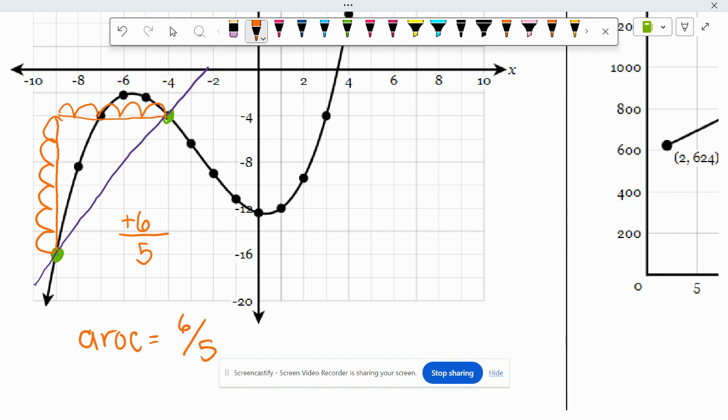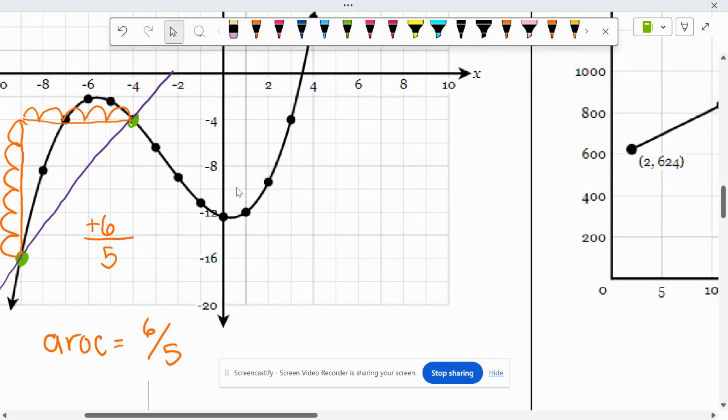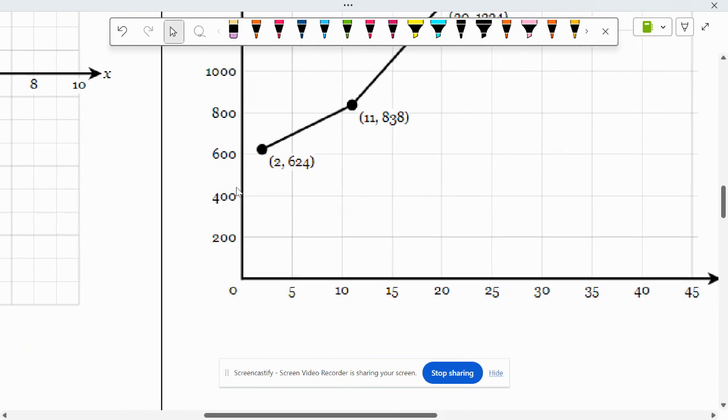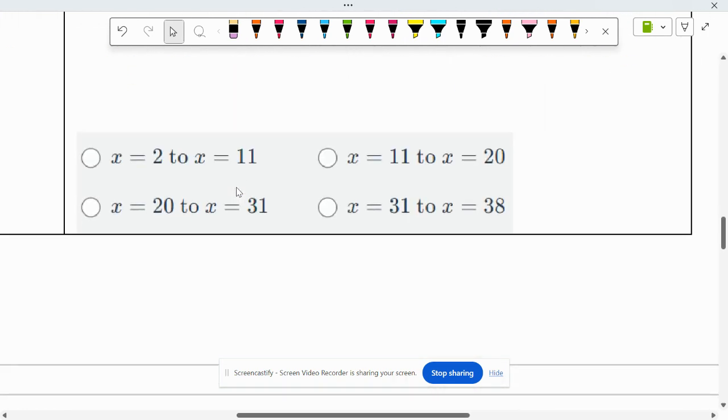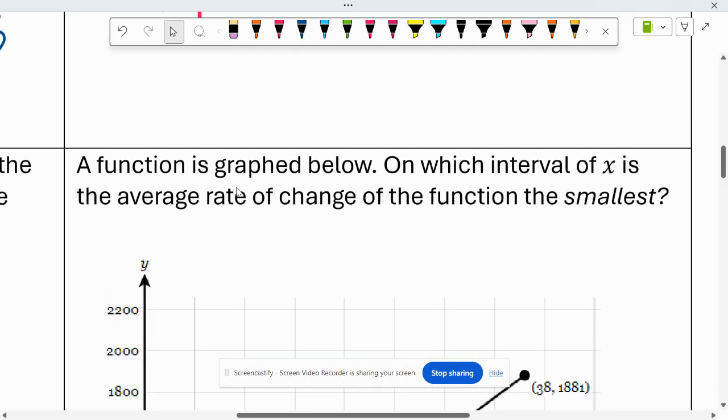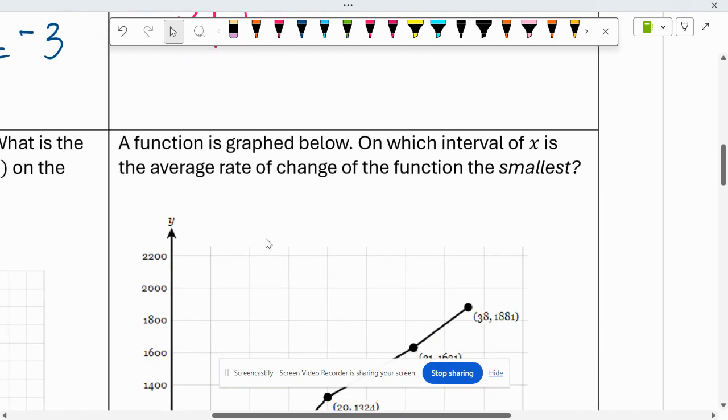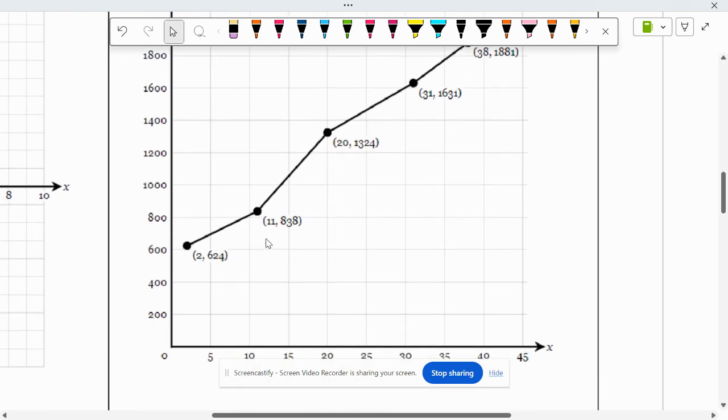Average rate of change is 6/5. Okay. Let's look at the next one. The next one is going to be a comparison. We have to figure out which interval has the smallest rate of change. Over which interval is there the smallest rate of change?